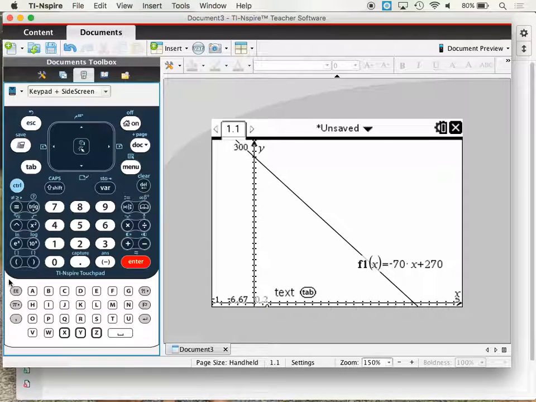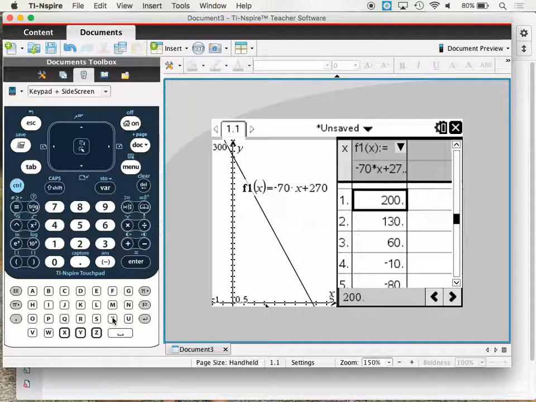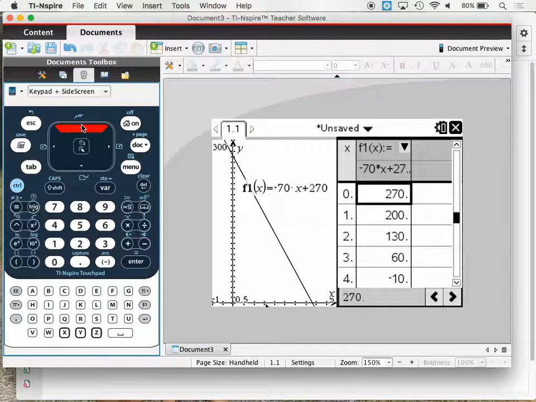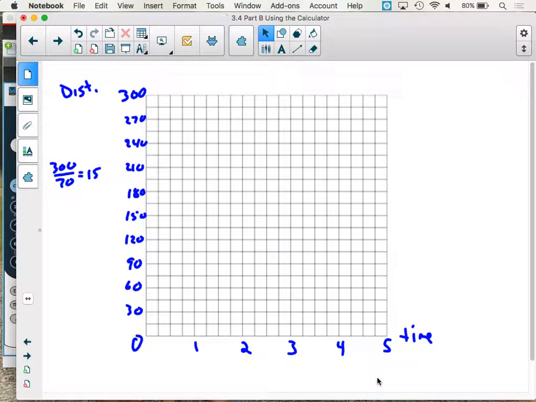If I go to my table of values here, remember table is Control T. My y-intercept is at 0, 270. And then I have a couple of the values here as well. So I'm going to plot some of those on my graph. I have 0, 270. When x equals 1, I was at 200.